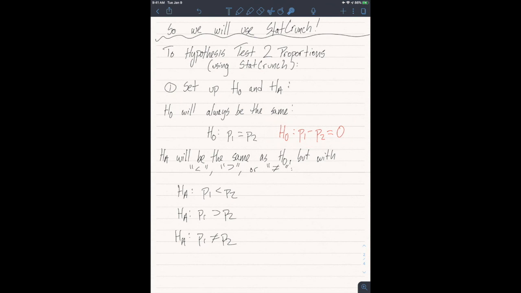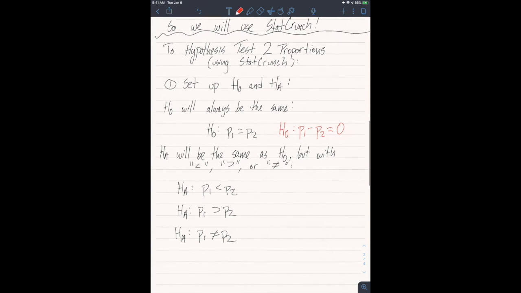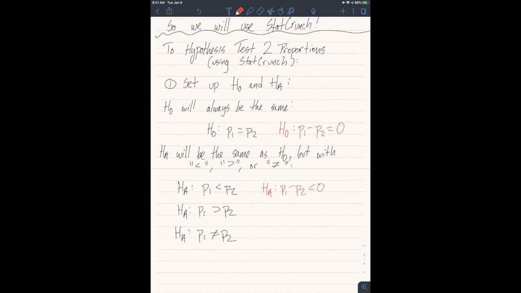And StatCrunch does the same thing for these other hypotheses. Instead of having HA P1 is less than P2, they have it as P1 minus P2 is less than 0. They're really just moving the P2 to the other side. HA could be P1 minus P2 is greater than 0, and HA could be P1 minus P2 is not equal to 0.